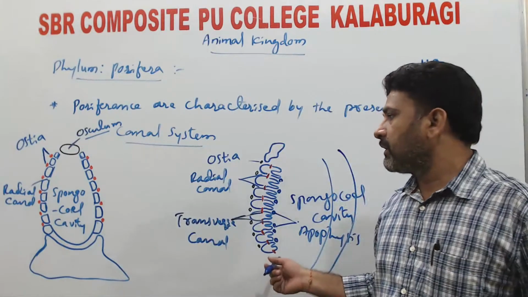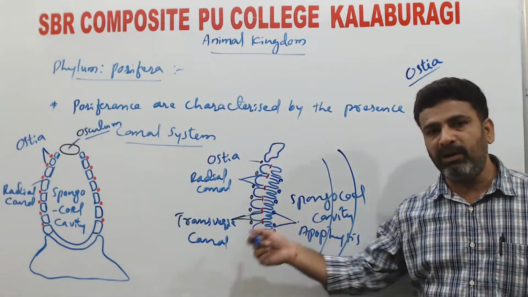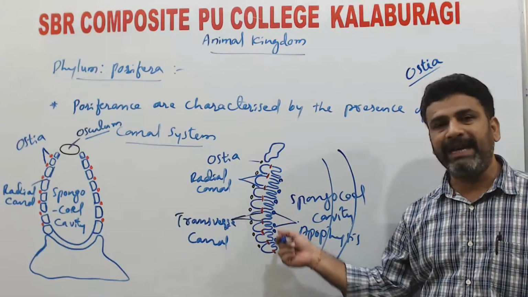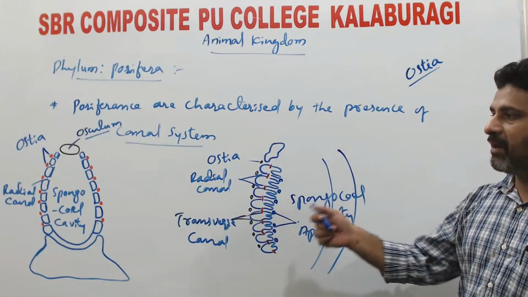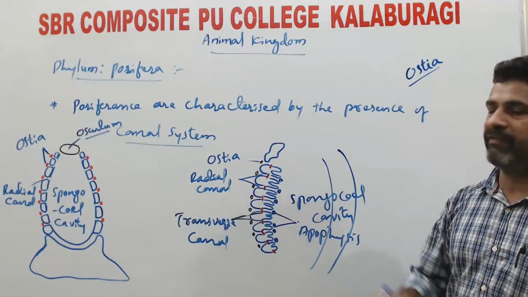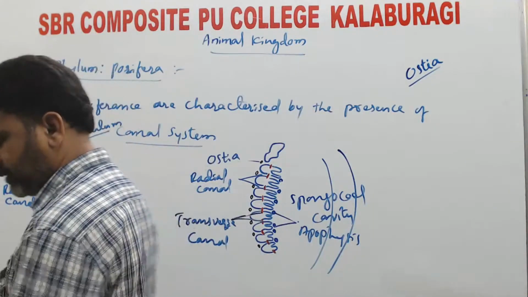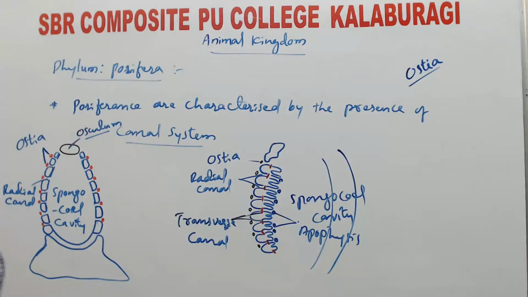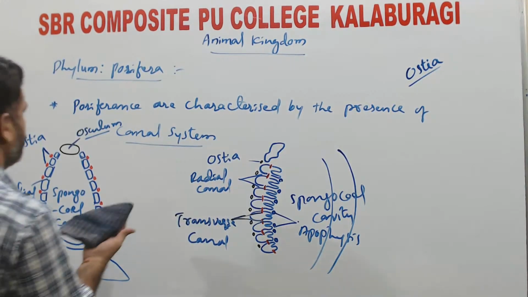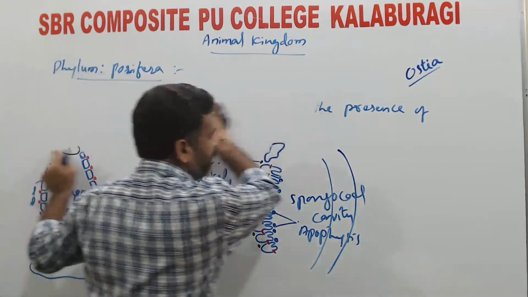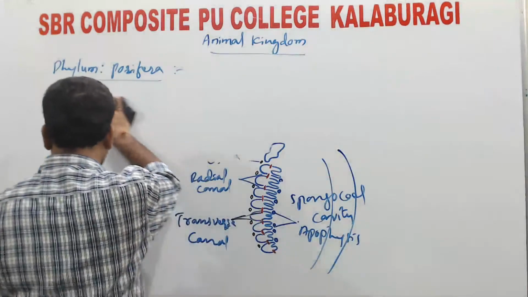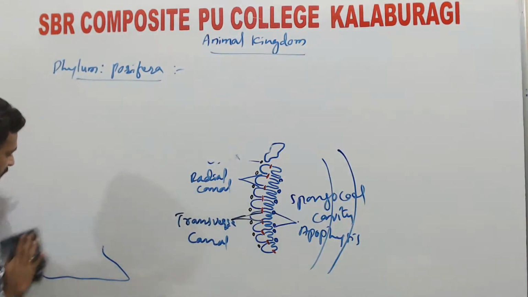Such complexity, the complexity of the water canal system, we observe in poriferans. These are the types of canal system which we observe in poriferans. That is one of the important features of the phylum Porifera. The canal system is an important feature of phylum Porifera.